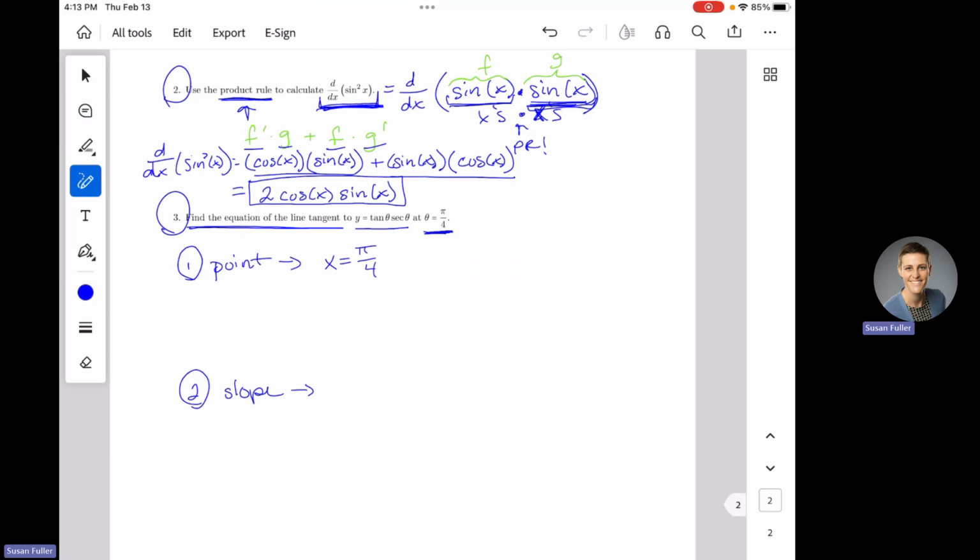I like x instead of theta, but you can really use either one. If you want theta there, that's fine. And then to find y, if we have an x, we're going to plug it in. So we're going to plug x equals pi over 4 into here to get y. It's going to be the tangent of pi over 4 times the secant of pi over 4.